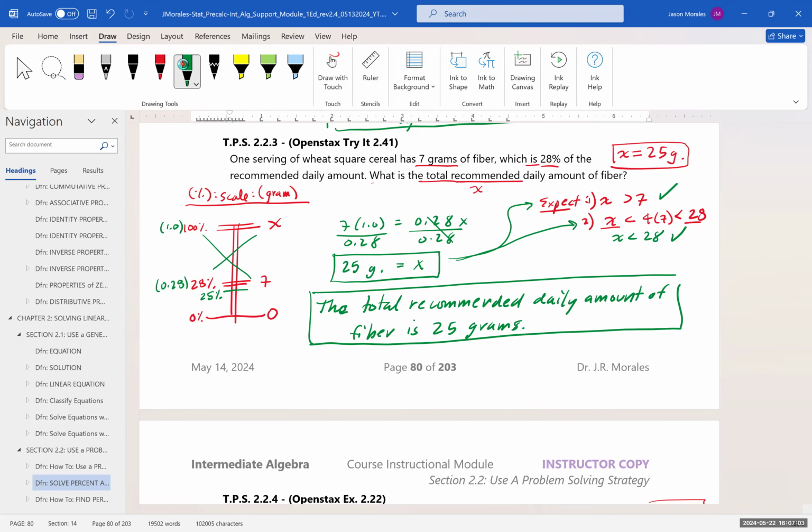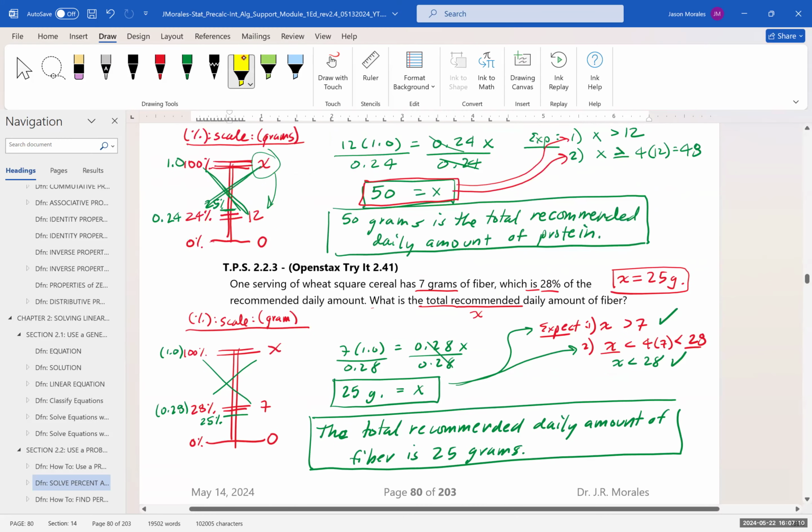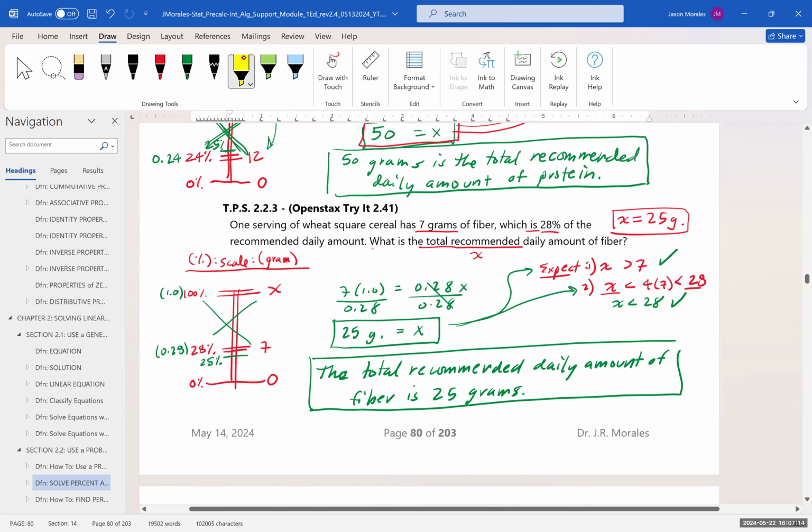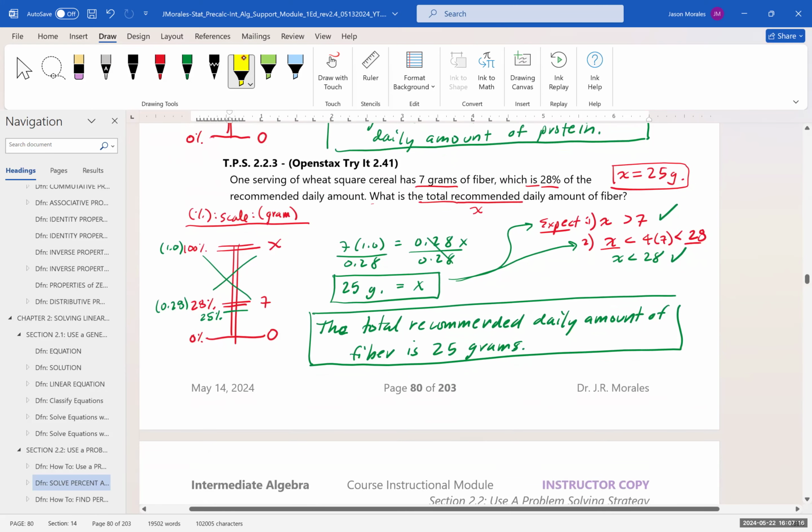Okay, so let's look at the think, pair, share activities following this example about Audrey's yogurt. The first one is: one serving of wheat square cereal has 7 grams of fiber, which is 28% of the recommended daily amount. What is the total recommended daily amount of fiber?